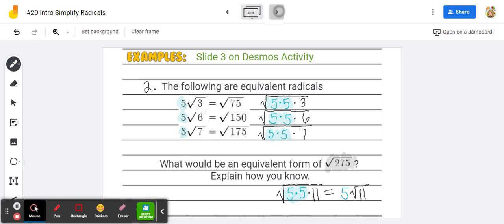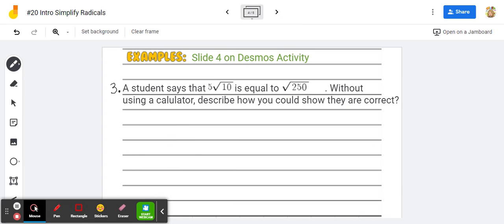All right, time for example 3. A student says that 5 square root of 10 is equal to the square root of 250. Without using your calculator, describe how you could show that they are, in fact, correct. If we took that outside number of 5 times 5 and multiplied that by 10, do we end up making the square root of 250? And the answer is absolutely. So that's why these two expressions are equivalent: 5 square root of 10 is equal to the square root of 250.